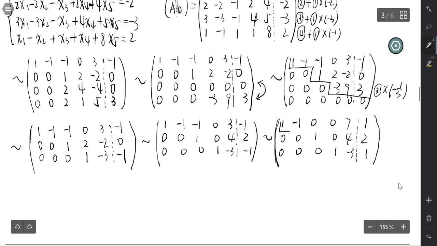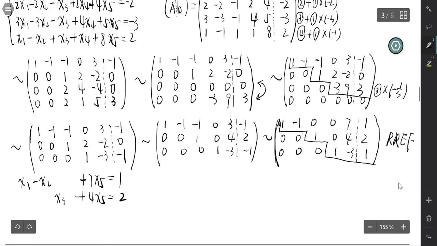So now it's reduced row echelon form, because all leading numbers, or pivot numbers, are 1, and the numbers below and above the pivot numbers are all 0. This is reduced row echelon form. We can write down the linear system corresponding to this matrix. That is x1 minus x2 plus 7x5 equals 1. x3 plus 4x5 equals negative 1. And x4 minus 3x5 equals 1.